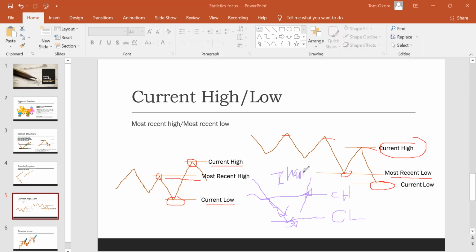Similarly, if it was coming from down like that, we say that the market has changed direction when it has touched the current high and it has come down and broken the current low. When it has broken the current low, then we say that the market has changed direction.